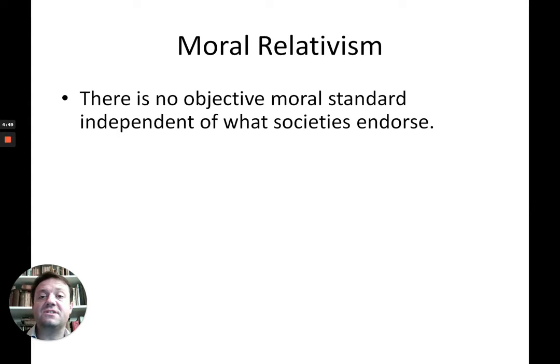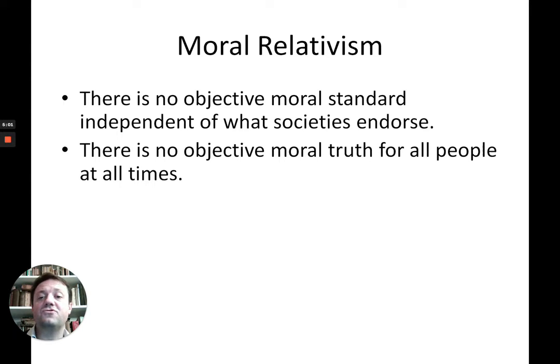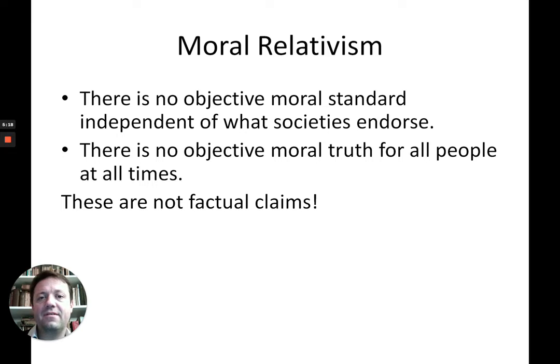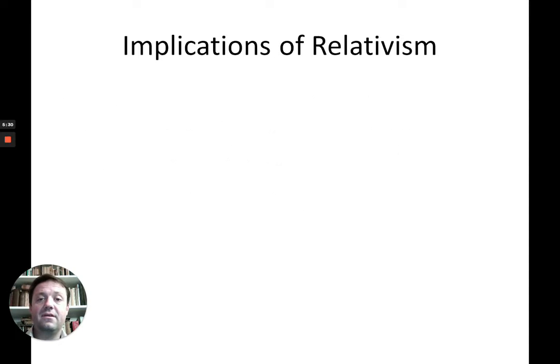Now, moral relativism states there is no objective moral standard independent of what societies believe or what societies endorse. There is no objective moral truth for all people at all times. So again, you can see that relativism is the opposite of absolutism. But saying there is no objective moral truth is not actually a factual claim. And we can see this from other irrealist arguments such as emotivism, prescriptivism, and Mackie's argument from queerness and error theory.